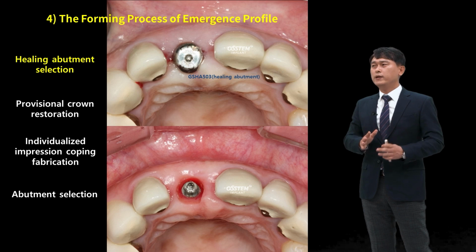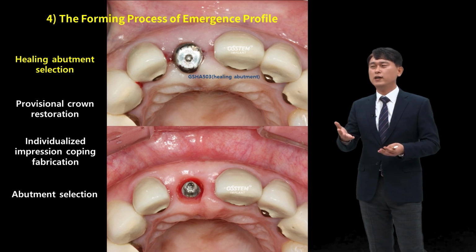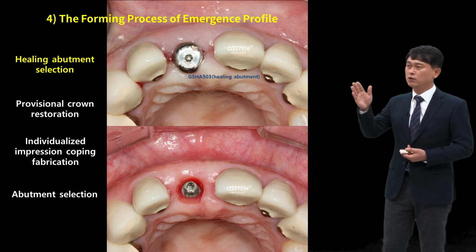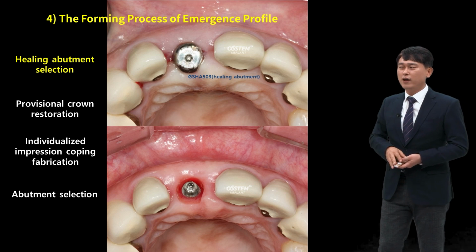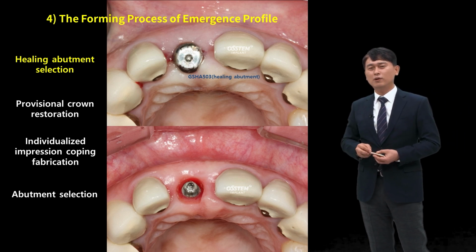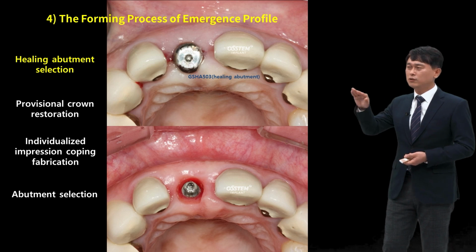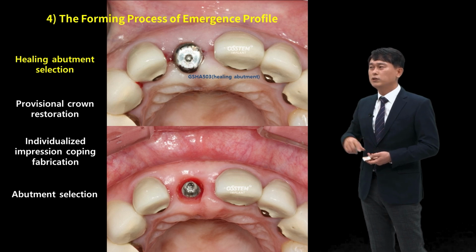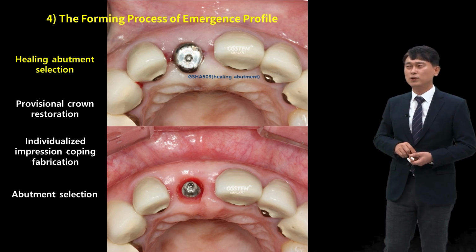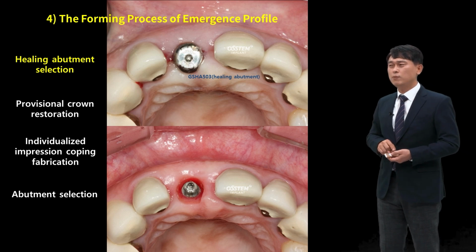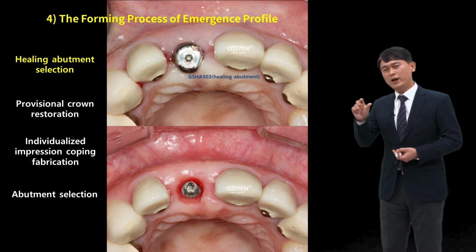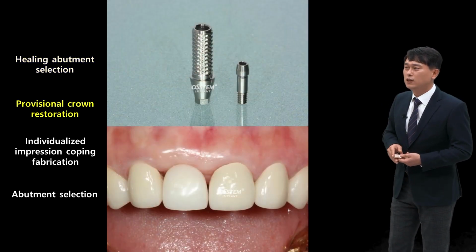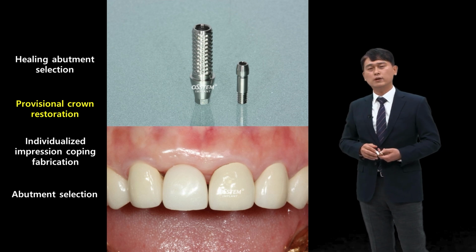So forming, sculpturing, or molding the emergence profile, there are 4 steps. After placing an implant, appropriate healing abutment should be selected. If a wide one is placed, a regular healing abutment should not be used for that. So here you can see the healing abutment size is a bit small. 503 is used, but 603 or wide abutment should have been used for better molding. Next, the provisional crown should be made.